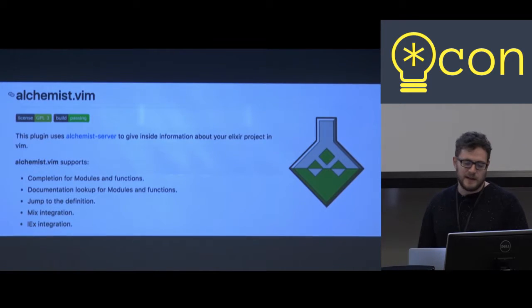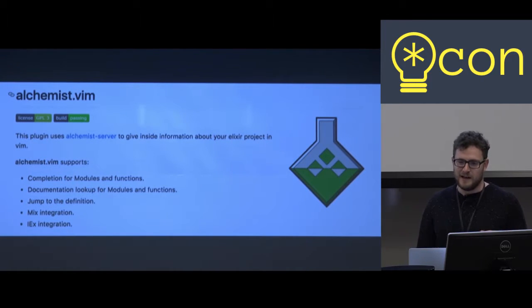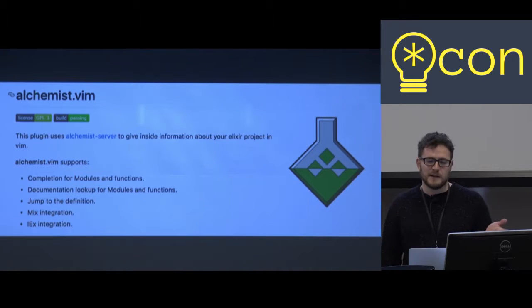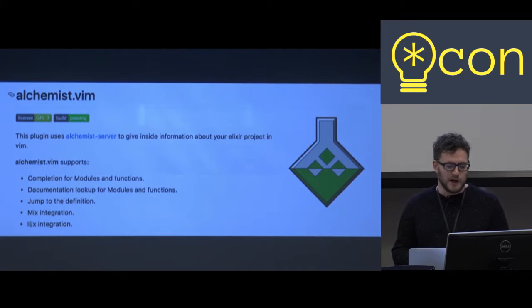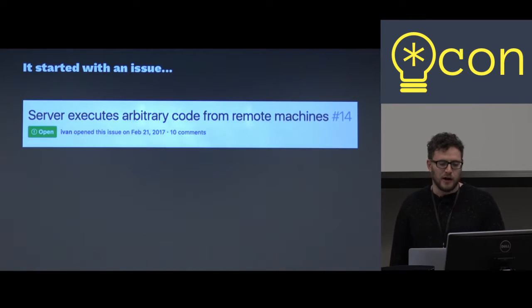So we're going to talk about text editors, specifically Alchemist, which is the Vim plugin for Elixir, get it? And it does all the stuff that you expect your editor to do. It does code completion. You can look up documentation. You can jump to definition. And I was kind of looking at this, and I found this bug in their issue tracker called server executes arbitrary code for remote machines. Okay.